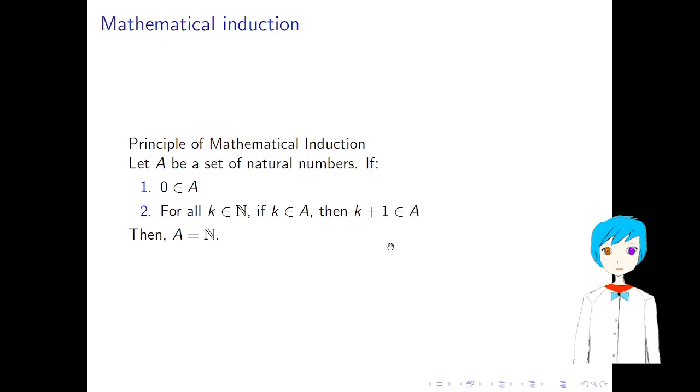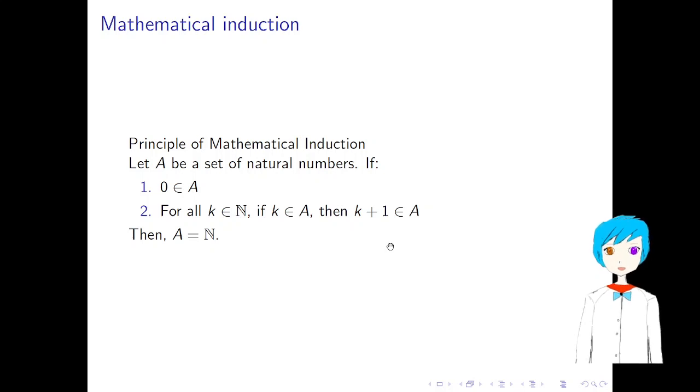The principle of mathematical induction is that: let A be a set of natural numbers. If 0 is in A, and for all natural numbers k, if k is in A, then k plus 1 is in A, then A is the whole set of the natural numbers. So this is the principle. How to prove this? We can prove this by using the smallest counterexample.